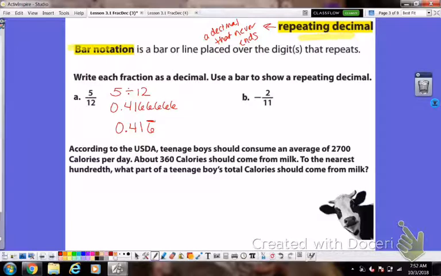Okay, next example, type in our calculator, -2 divided by 11. We'll come up with negative 0.18, and you would see that that 18 continues.